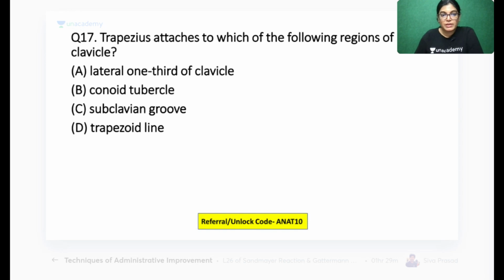Okay, so the correct answer is the lateral 1/3 of the clavicle. Lateral aspect of the clavicle. So what attaches to the medial aspect? Can anybody tell me? Trapezius is on the lateral side, so which muscle is attached on the medial aspect?